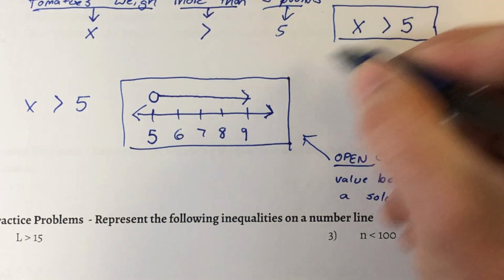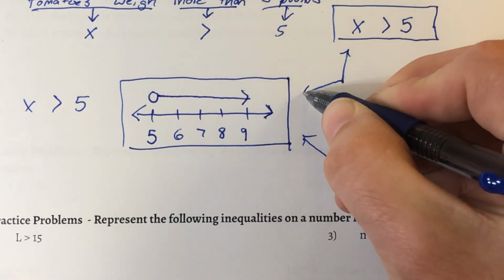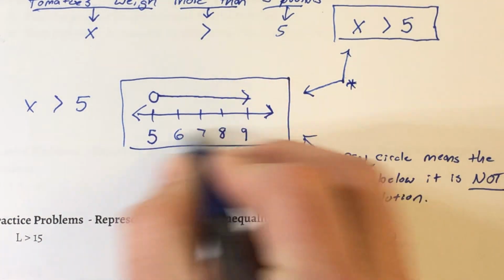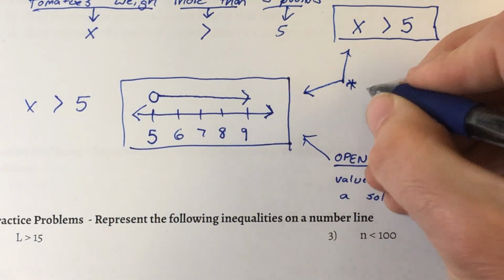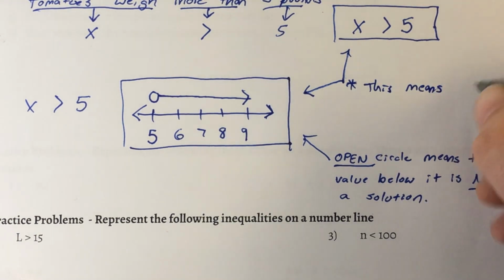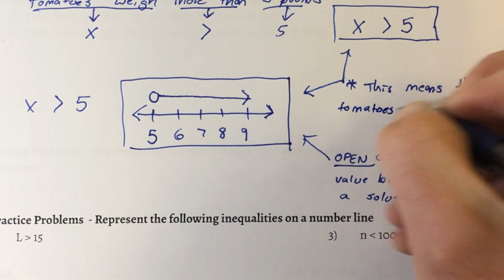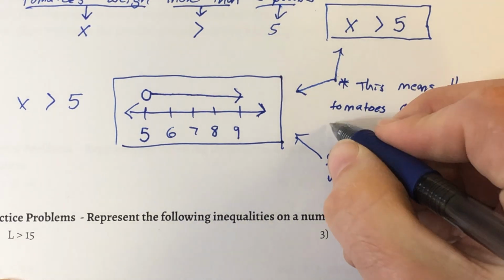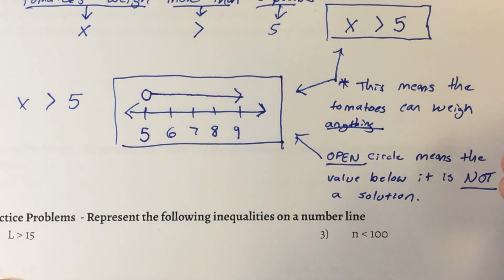All right, one more thing. Your inequality right here and the number line essentially tell us two things. This inequality, x is greater than 5, and this number line to represent it, where we're pointing to all the numbers larger than 5, means the tomatoes can weigh anything bigger than 5.